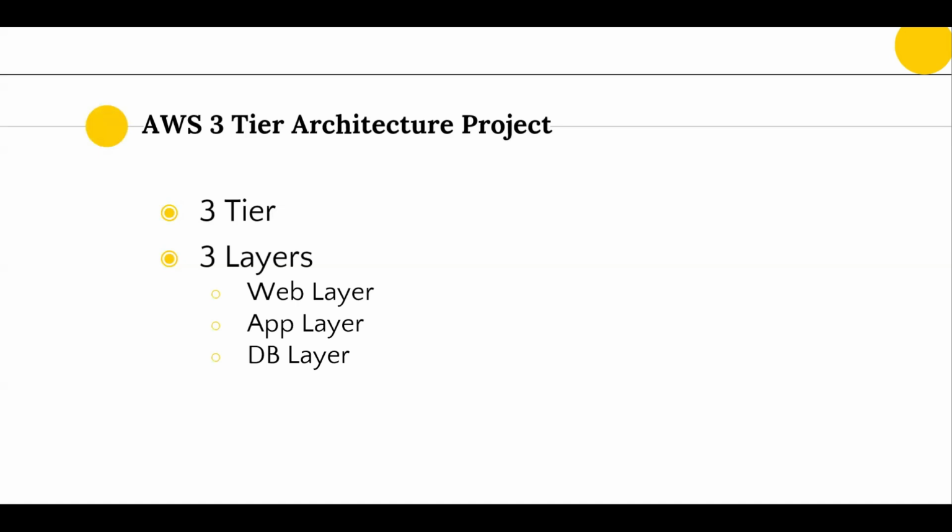These are the three different layers that will be available in a three-tier architecture, and this is the same thing that we are going to do as a part of this project. In this project, I'm not going to use any of the DevOps tools. Purely by using the services that are available in AWS, I am going to show you how to deploy a three-tier architecture.